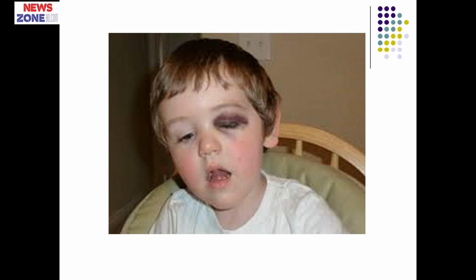In this figure we can see this is black eye which formed due to the injury in the anterior cranial fossa.